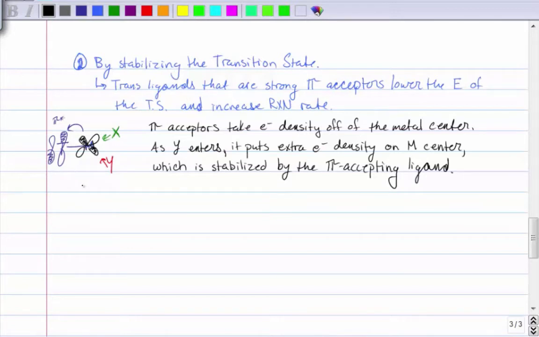But the idea is, without even thinking about symmetry, you can just understand that the trans ligand is accepting electron density from the metal. As that extra ligand comes in, then you're adding electron density to the metal that's unstable, but it can be stabilized by that trans pi accepting ligand. Your textbook has a diagram of this kind of interaction where Y and X are also pi interactors, but they don't need to be. I think it's a mistake in your textbook.